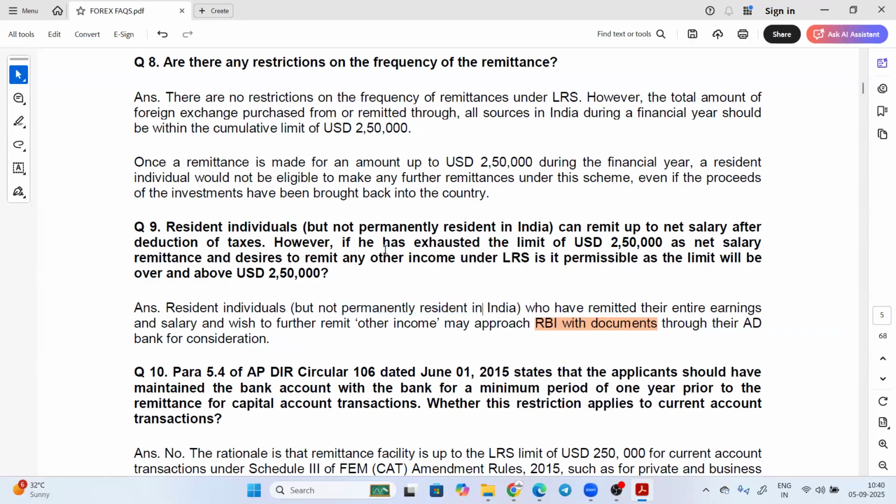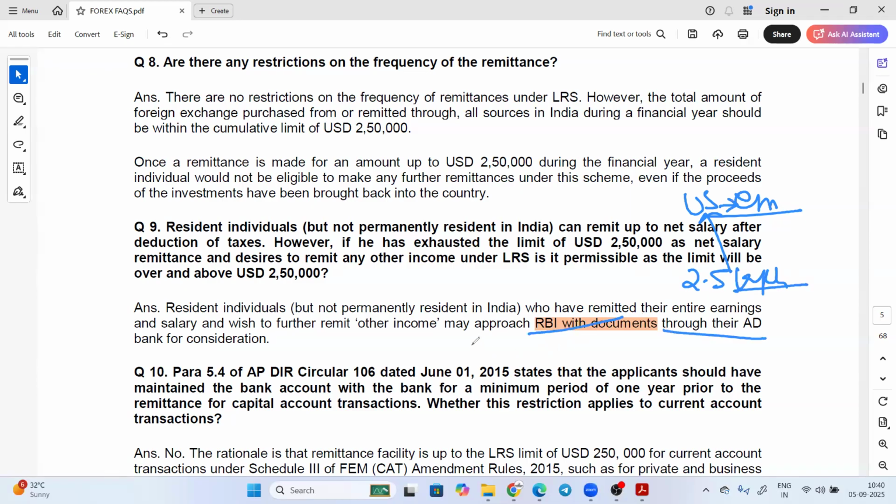Suppose some NRI is working in the US embassy, so his salary will be more. Now he is in India, so he will also have the rules and regulations of a resident Indian. His salary may be high, so after he has remitted 2.5 lakh, if he wants to remit extra, then he has to approach RBI through an AD.